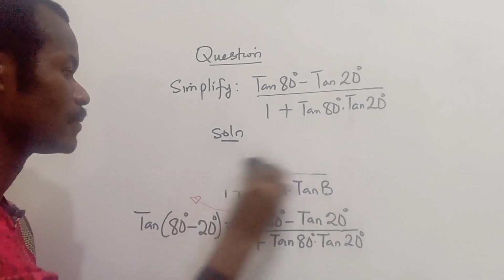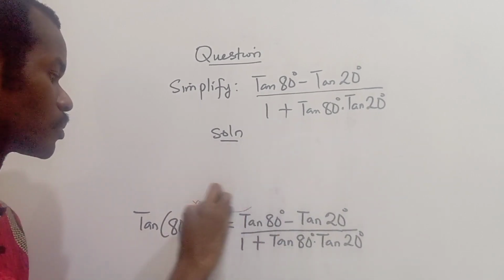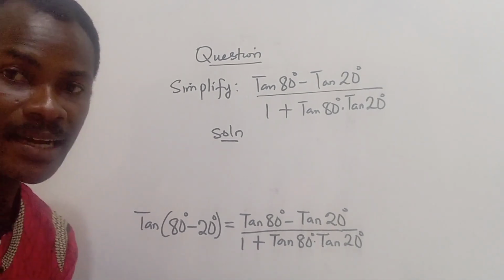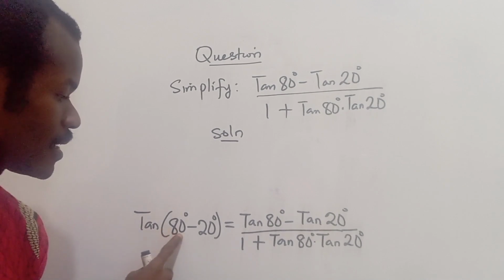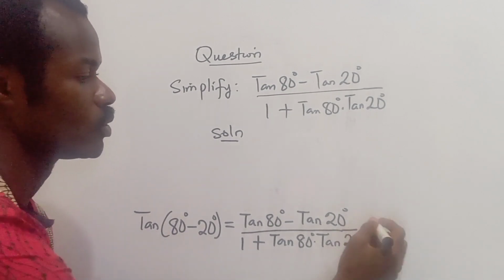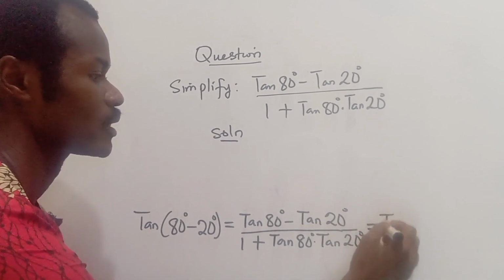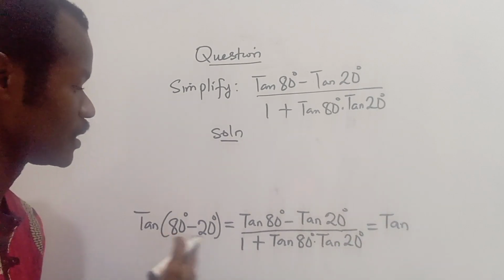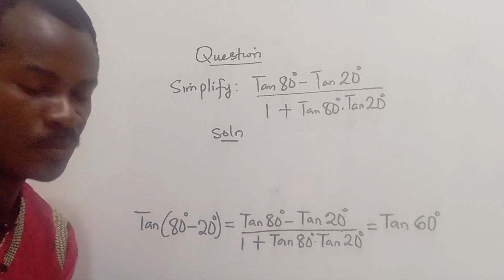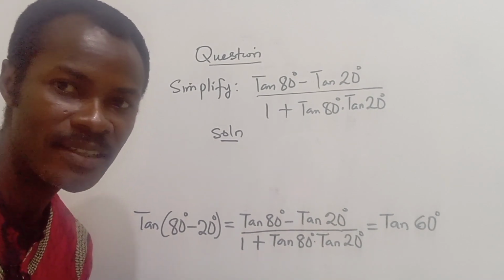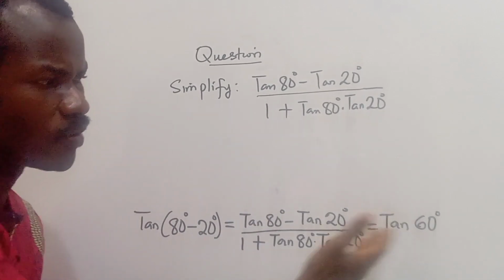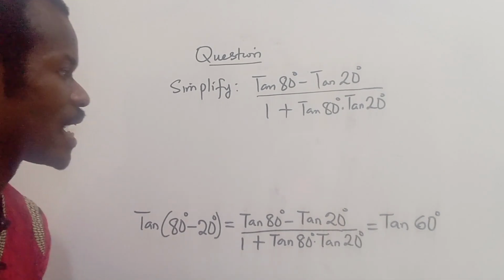Now to solve further, so that we can develop our special angles, I can see that tan of 80 degree minus 20 degree, we can write this as tan of 80 minus 20 degree, which is 60 degree. Now that we have it as tan 60 degree, we can solve this, because this is a special angle.